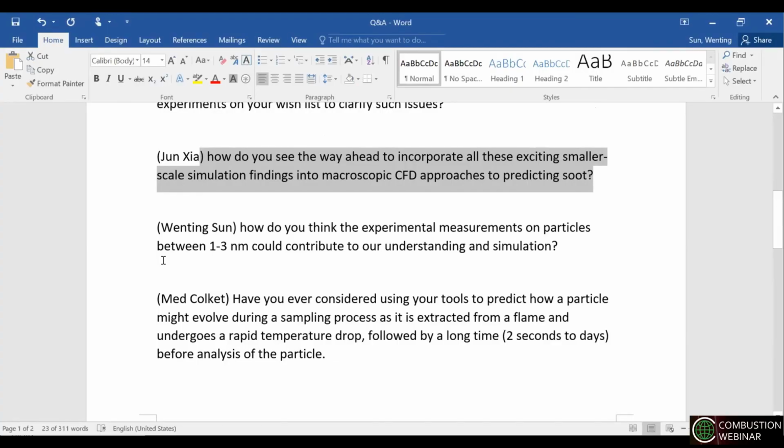How do you think the experimental measurements on particle sizes between 1 to 3 nanometers could contribute to our understanding and also simulation? As I said several times during my talk, without the work of Dana with the IBM group on the high resolution TEM, we wouldn't have had the motivation to look at the interaction of the molecules, because now we know that they're there. In my view, these experiments are super important.